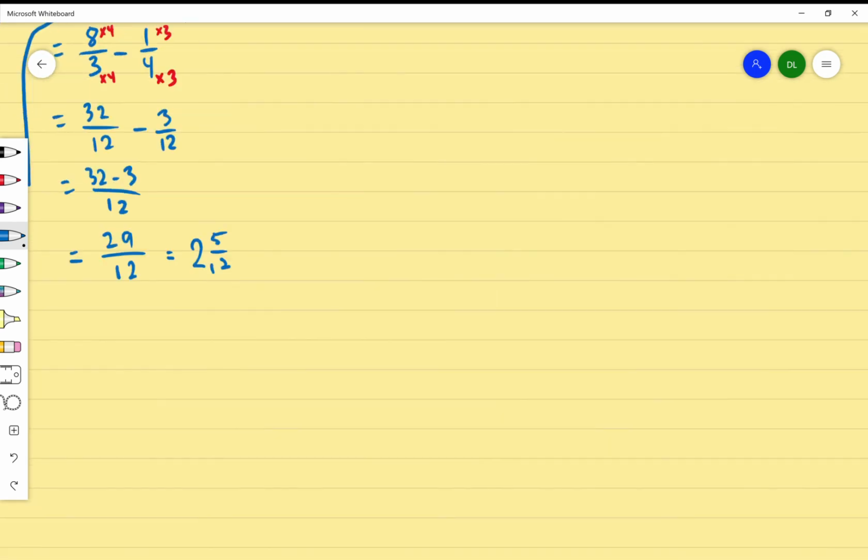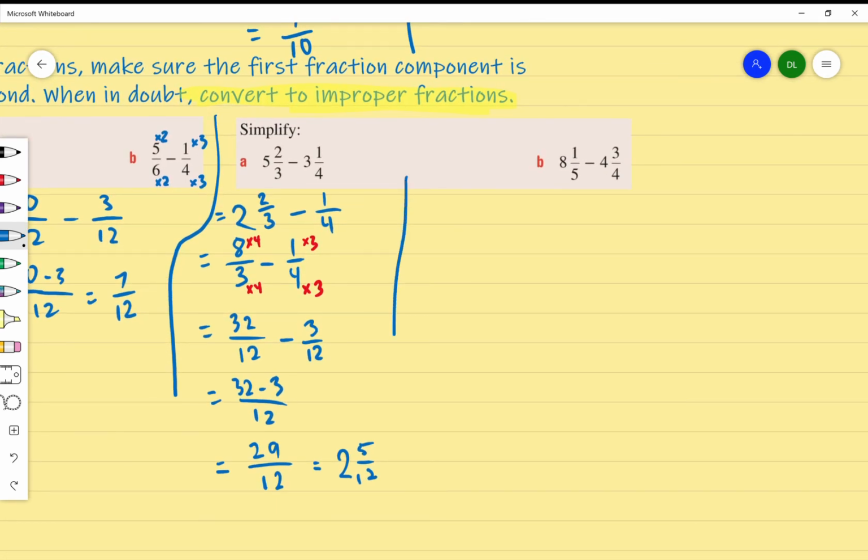Oops. Let's bring it back. Awesome. So I've got 8 and 1/5 take away 4 and 3/4. First thing I'm going to do is I'm going to take away the whole numbers. So 8 take away 4 gives me 4 and a fifth. Now I can't forget the fraction on this side, so I take away 3/4.